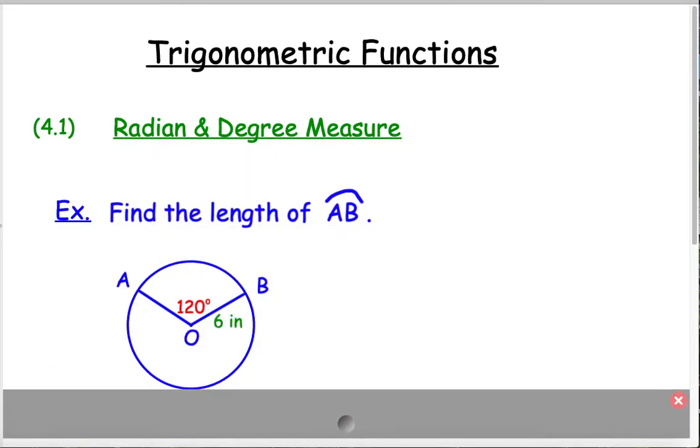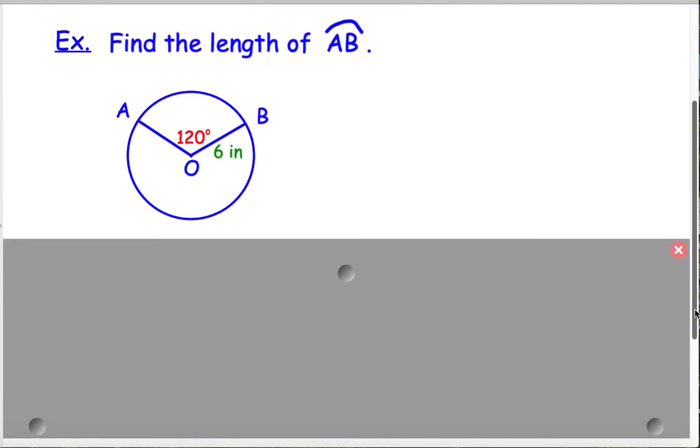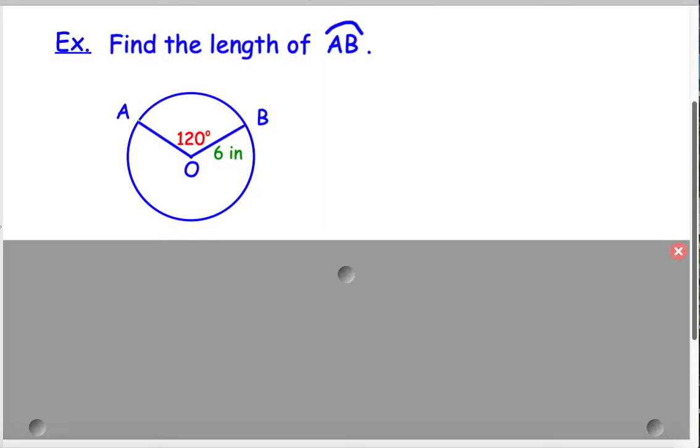Now back from geometry, you learned how to find the circumference of a circle and probably the arc length as well. So for this circle, find the length of arc AB. Now what am I referring to? Well, that refers to this curved portion of the circle from A to B. Notice that's just a fraction of the entire circumference. So we need to figure out a fraction of the circumference of a circle, and the formula for that is 2 pi r. 2 pi times the radius.